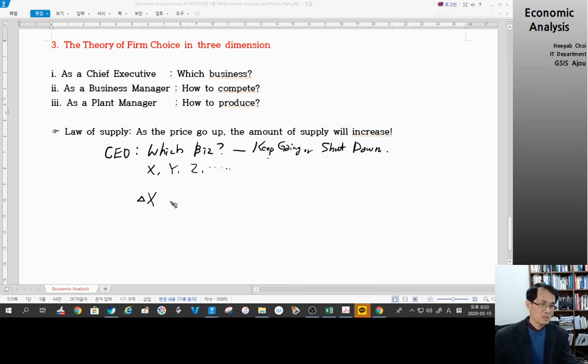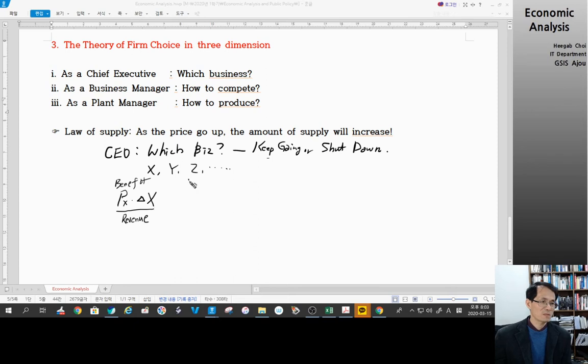Now, he chooses delta X amount of business X. And what's the benefit of this? The benefit is selling to the general public. And how much does he get? Yes. So you multiply the quantity you produce and the price you charge. And this will be the revenue, right? By selling delta X amount of goods.